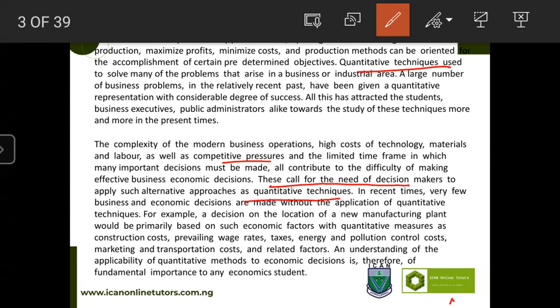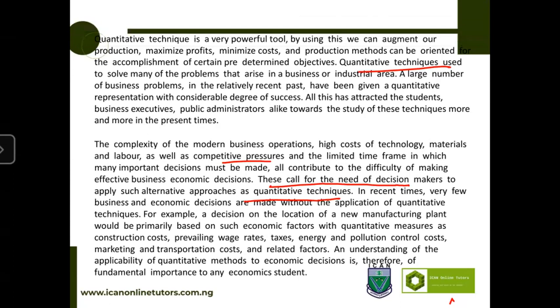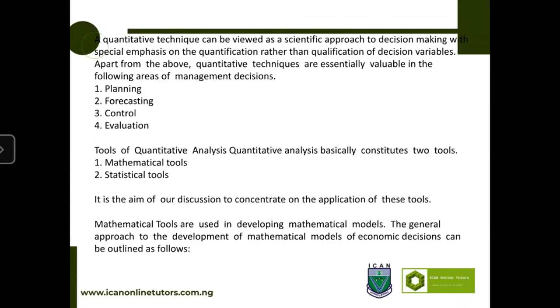That is why you will see that where the world of accounting is going now is data analysis, and the world itself is going into what we call data analysis. It's because of the call for decision making. Okay, all these are just the explanation, and they are there for us to go through.